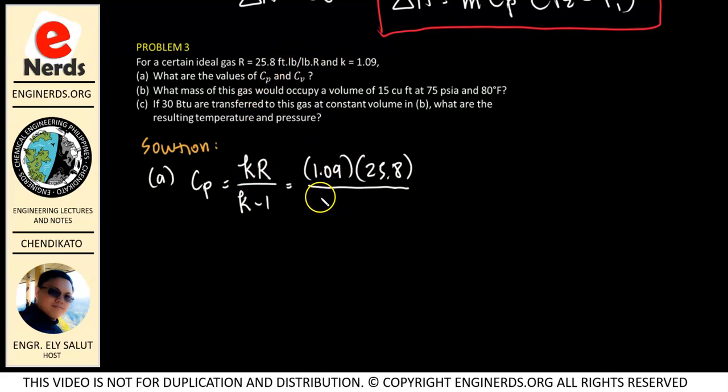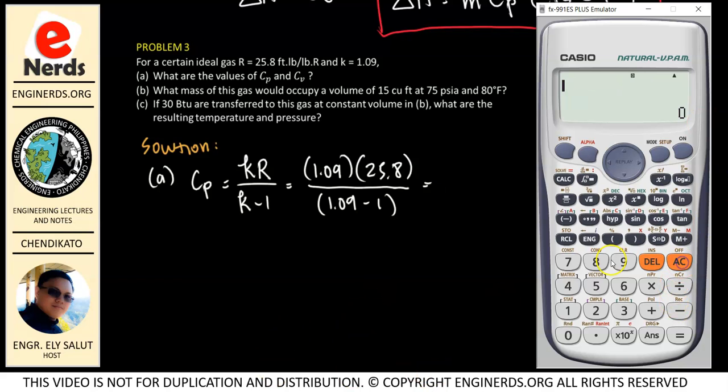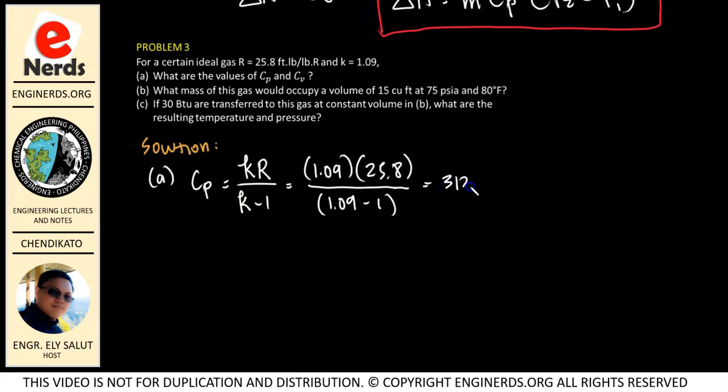So that will also be the result, no? For K minus 1, I have 1.09 minus 1. So what will be our answer here? Let us use our calculator. We have 1.09 times 25.8 divided by 1.09 minus 1, so 0.09. We have 312.47, and our unit is in feet pound force per pound Rankine.